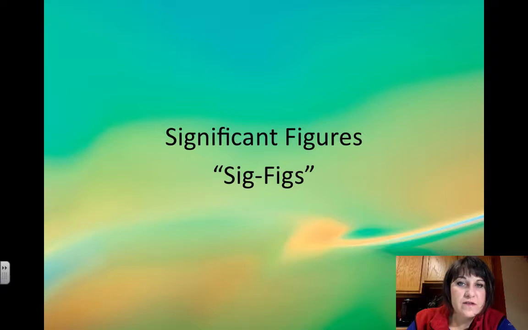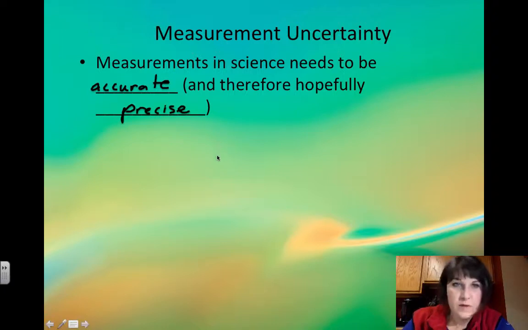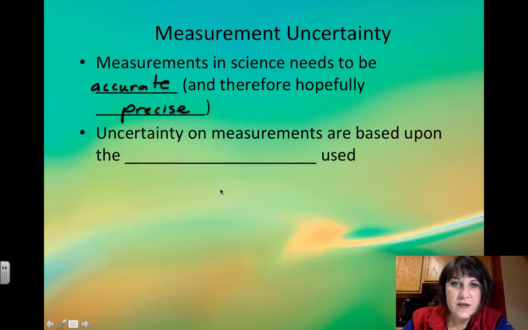Today we're going to be talking about significant figures, or as we like to call them, sig-figs. First, let's talk about why we need sig-figs anyway. You see, measurements in science have to be accurate, and that hopefully means also precise. Uncertainty in measurements is based upon the precision of the instrument that we are utilizing for the particular measurement.